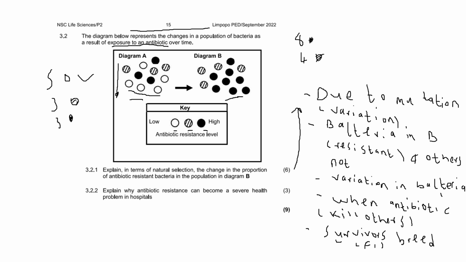So firstly, we had variation, which will be caused by mutation. So we have got a bacteria population, but some will be different due to mutation.